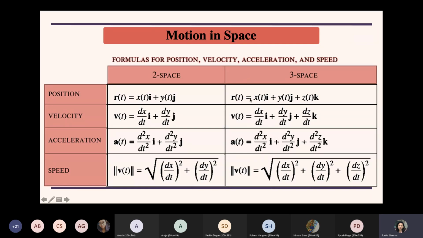And similarly for a point moving in three dimensions along a certain curve, at any point of time t, its position r(t) is given by this particular vector x(t)i plus y(t)j plus z(t)k. So these components x(t), y(t) and z(t) are going to specify the position of the point at any particular time t. Okay. Then next is the velocity vector.